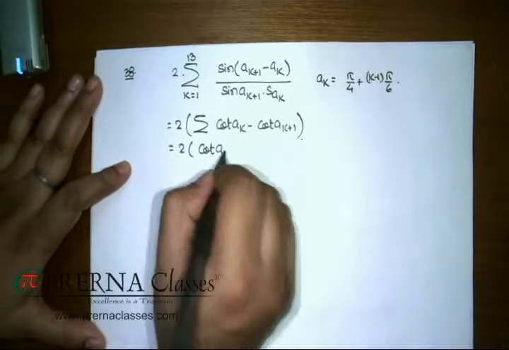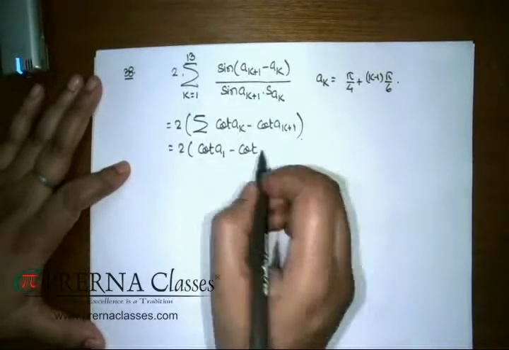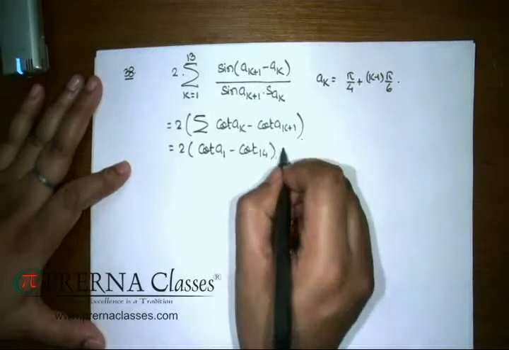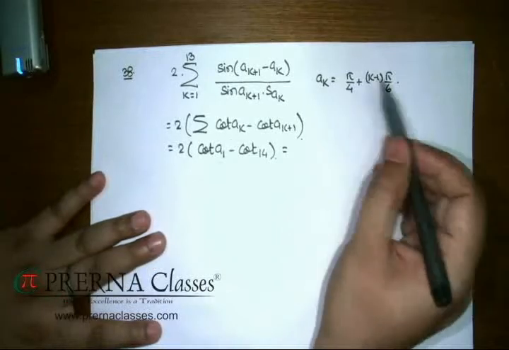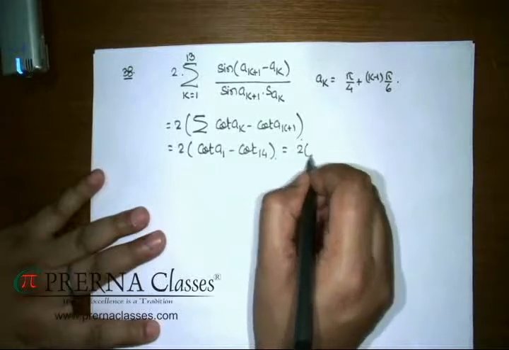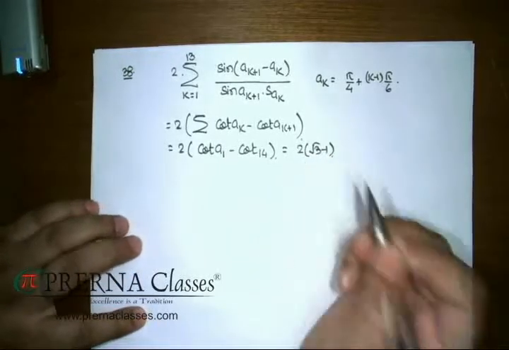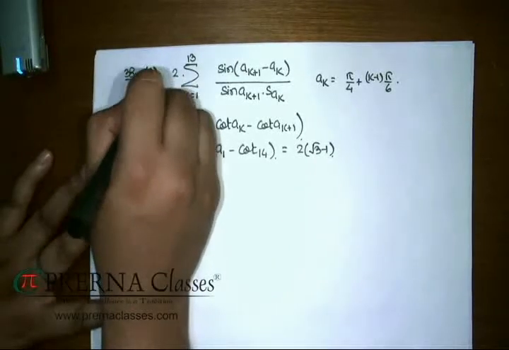which is then further simplifying to cot of A1 minus cot of A14. Substituting the values of K as 1 and 14 in this and simplifying, you should be getting this ultimate expression, which is matching with option C. Please remember, there you have to utilize cot of 75 degree, cot 15, that is 2 minus root 3.